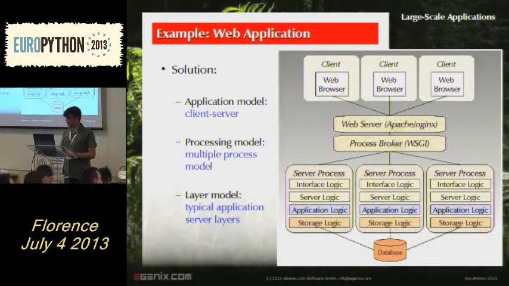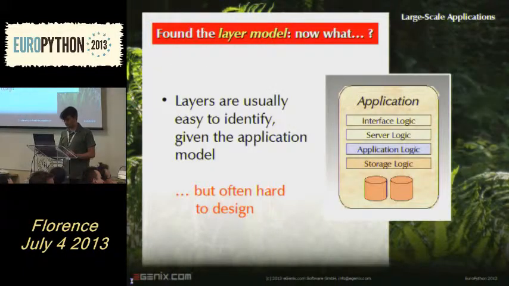The next thing is the processing model. You want it to be very stable, very scalable, so you use multiple processes for that, especially because of the Python GIL. You want to make sure that all your cores are actually used in your server. And then you have the standard layer model for your server processes. Okay, so now you have your layers.